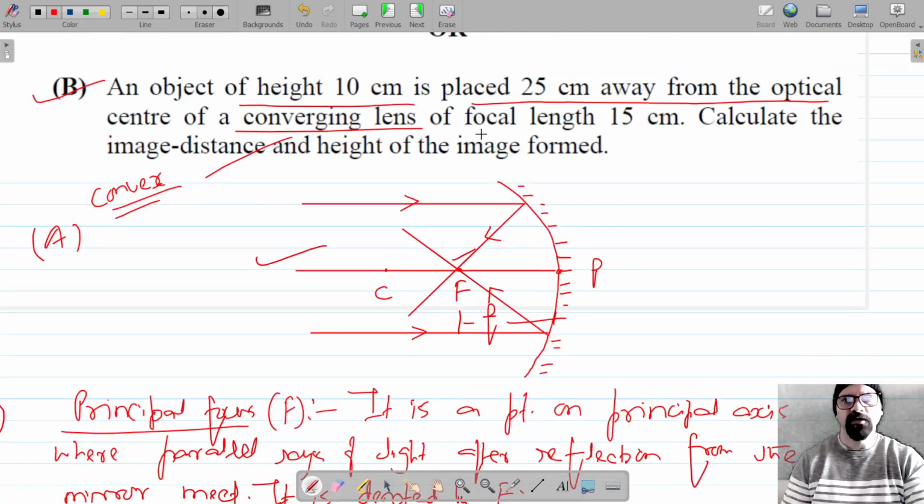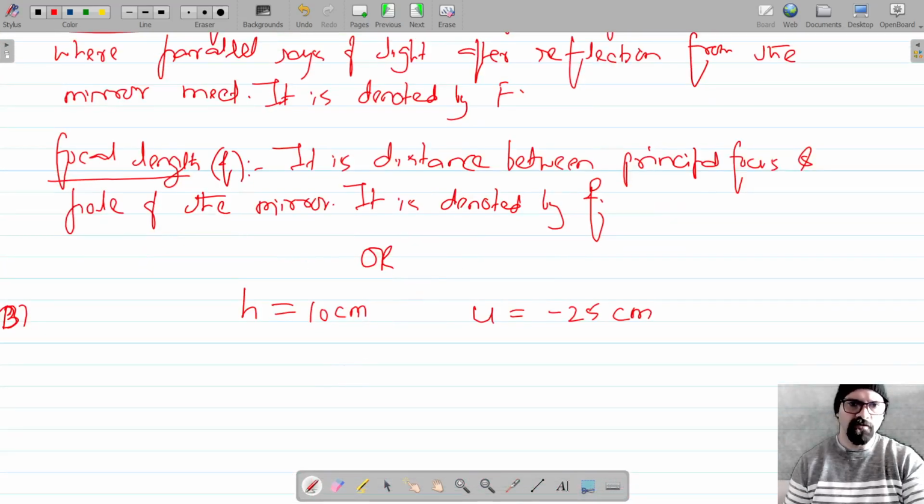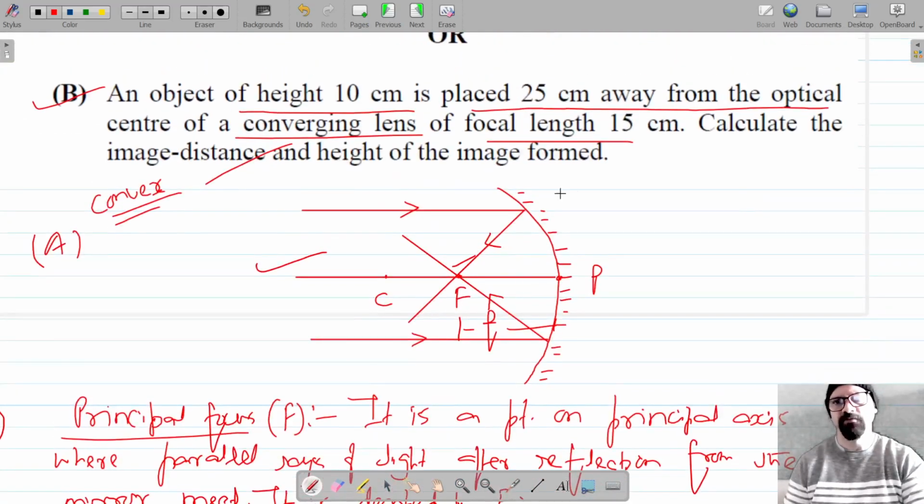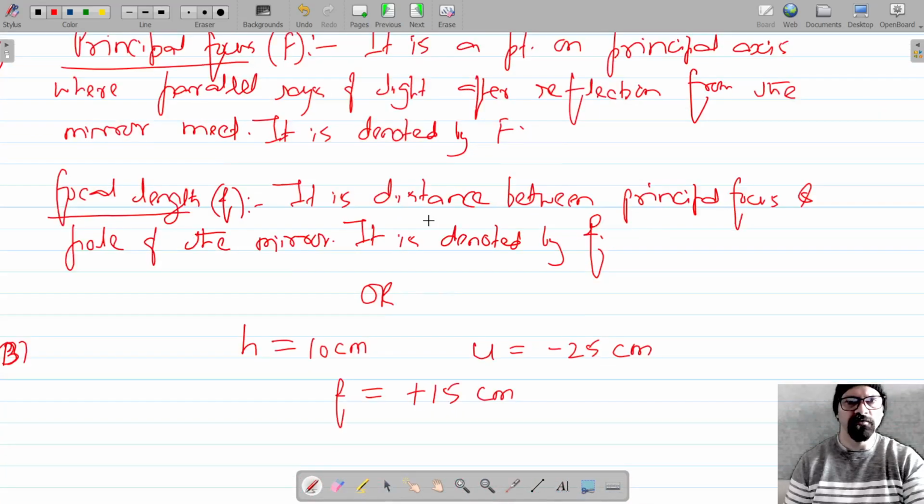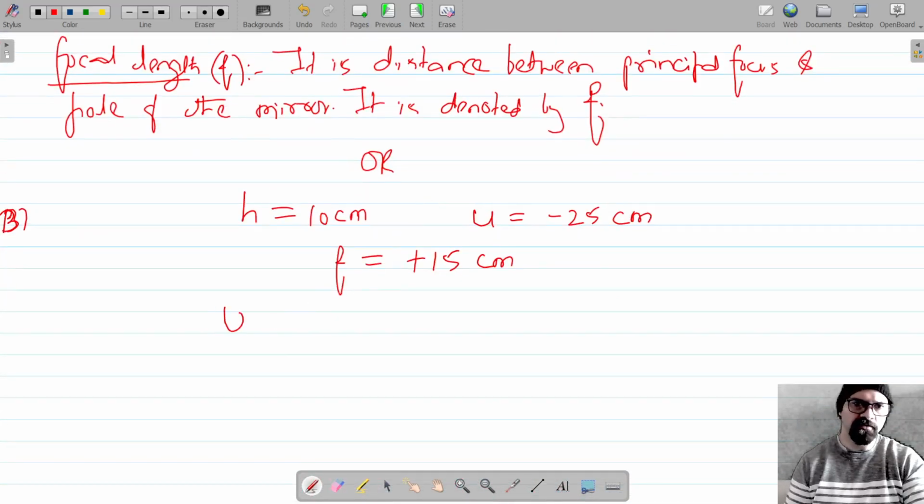Now it has a focal length. The focal length for the converging lens, the convex lens, is always positive. So this is 15 centimeter. It's always positive for the convex lens. We have to calculate the image distance, that is v, and the height of the image, that is h dash.